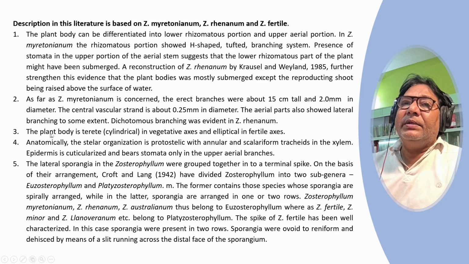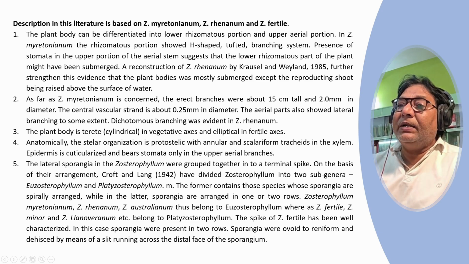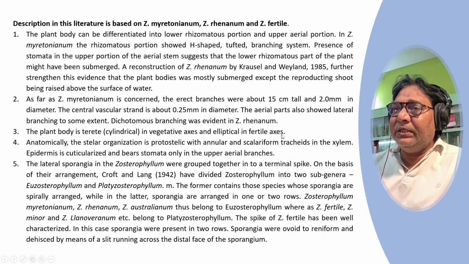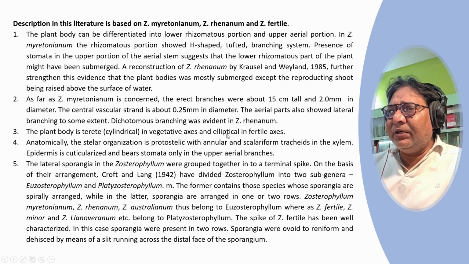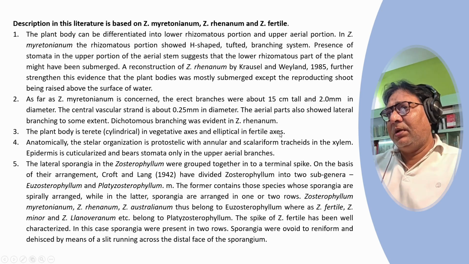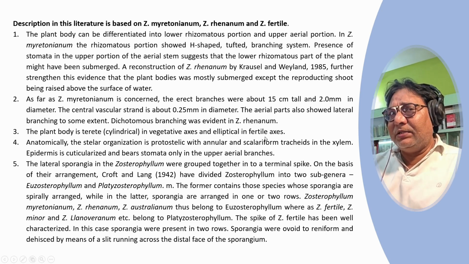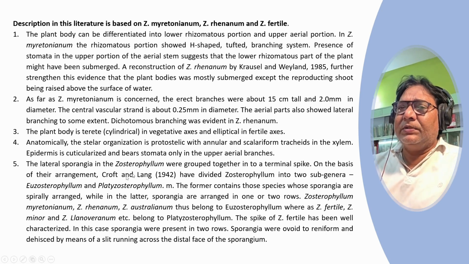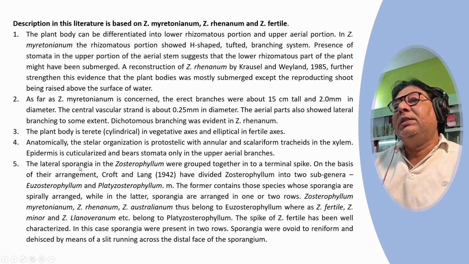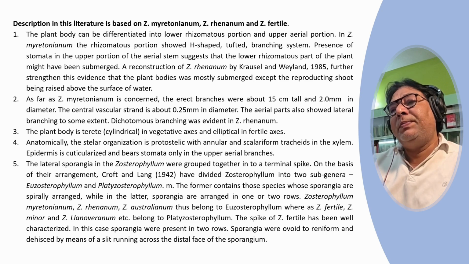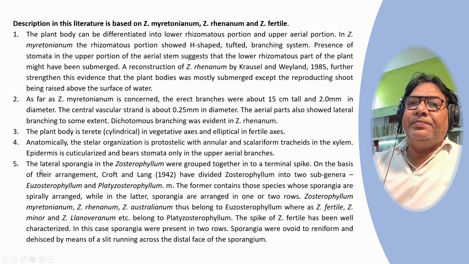This line says the plant body is terete in the vegetative axis and elliptical in the fertile axis. I said a little earlier that it is elliptical or flattened on the lower side and terete on the upper side, but here this point has been written the opposite way. So we will verify this later on, to see what is wrong. Usually the submerged plants are a little bit flattened, and from that concept I said that.